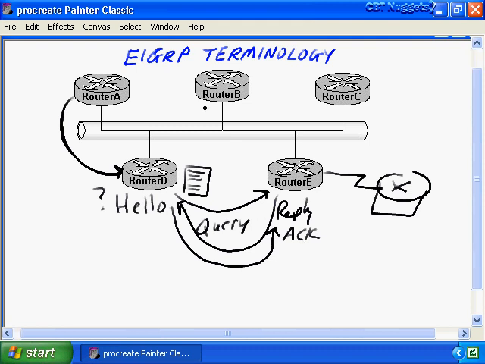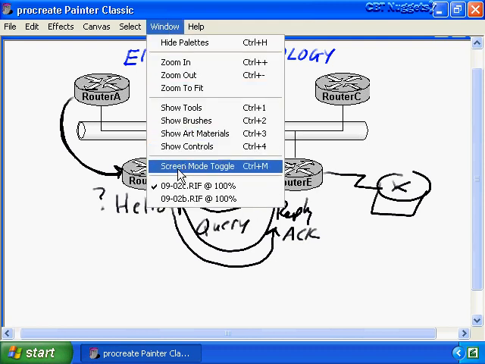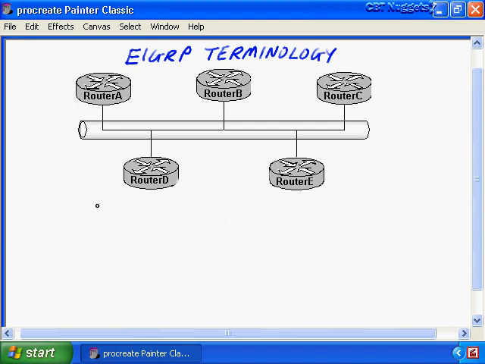Let's continue with our terminology and concepts here with a new diagram. We've also got what's called a hold time value. The hold time value is the amount of time or the duration that a router is going to wait for a hello packet from a neighbor before it says, you know what, my neighbor is down. And we'll look at that value a little bit later on. You can modify that value as well.